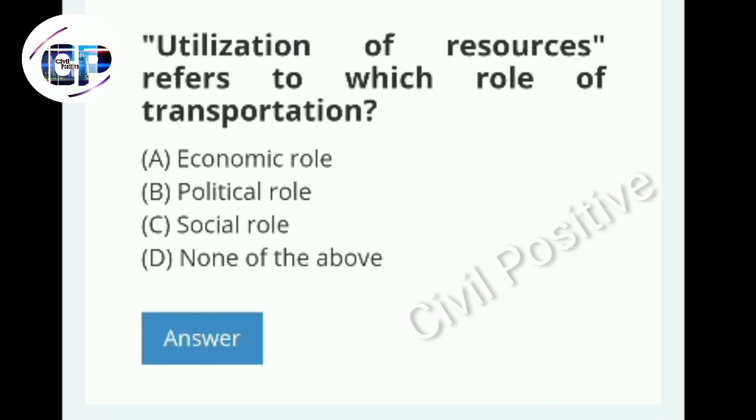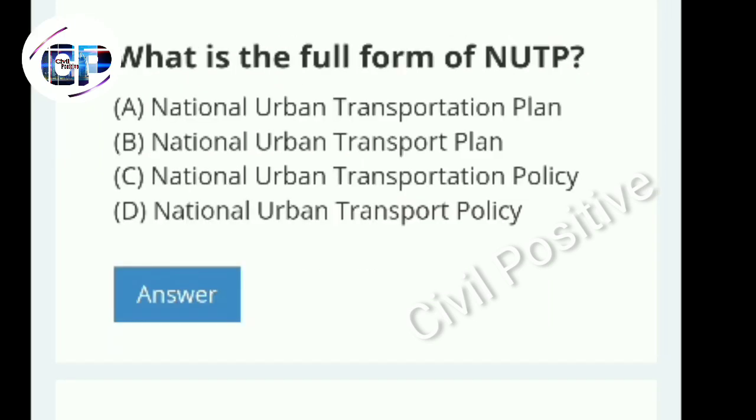Utilization of resources refers to which role of transportation: economic role, political role, social role, none of the above. Answer A, economic role. What is the full form of NUTP? National Urban Transportation Plan, National Urban Transportation Plan, National Urban Transportation Policy, National Urban Transport Policy. Answer D, National Urban Transport Policy.